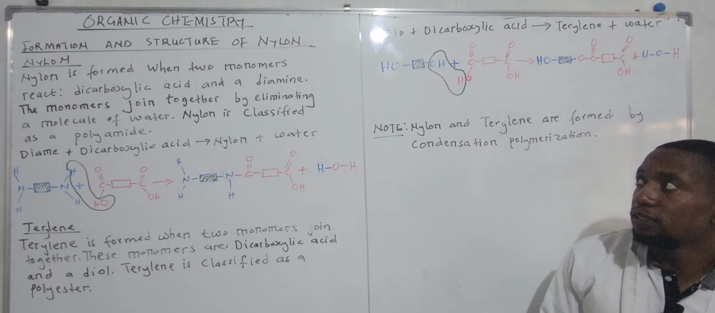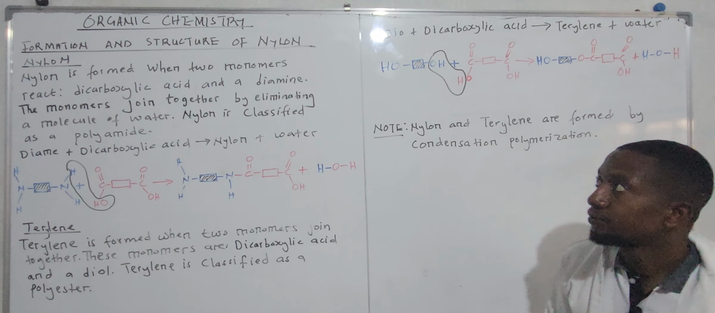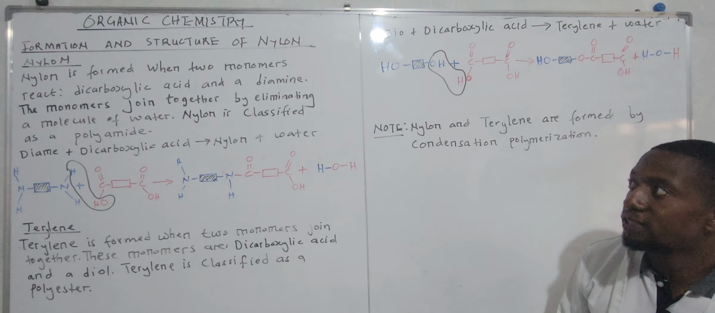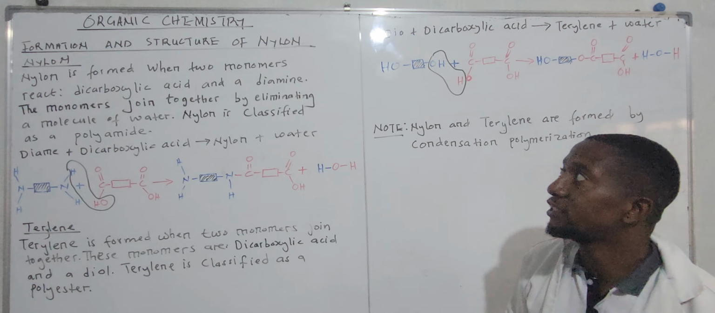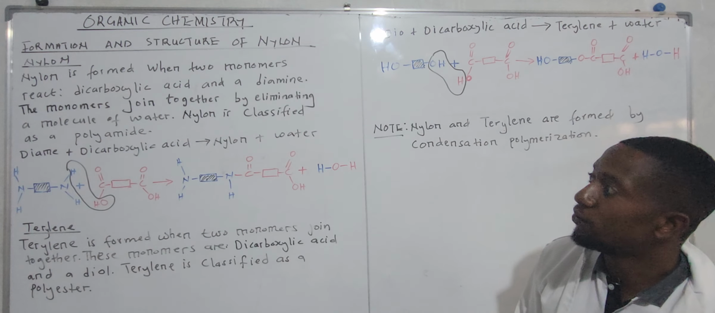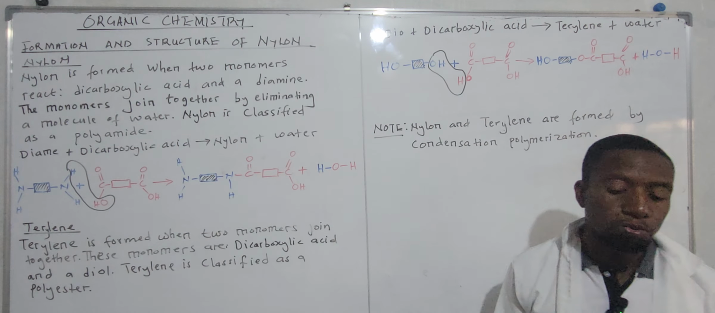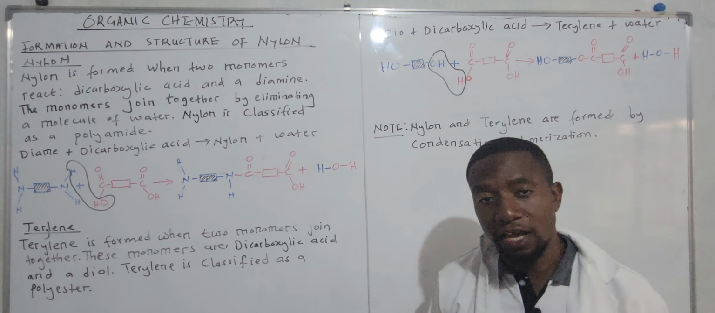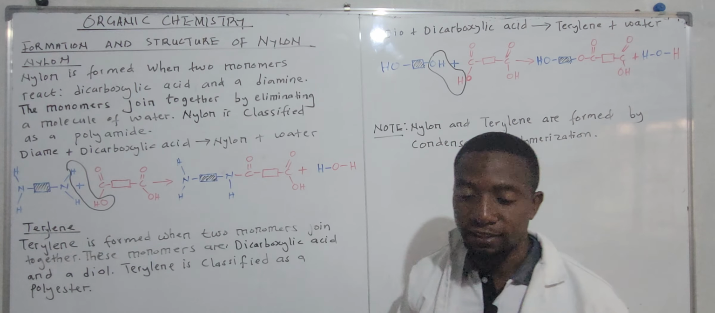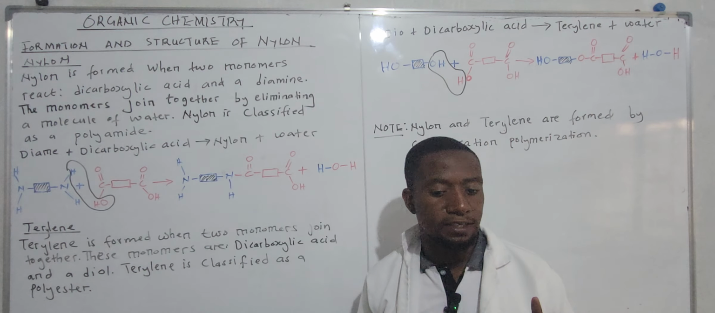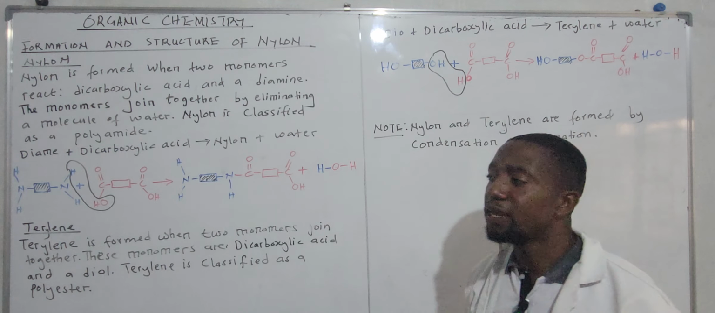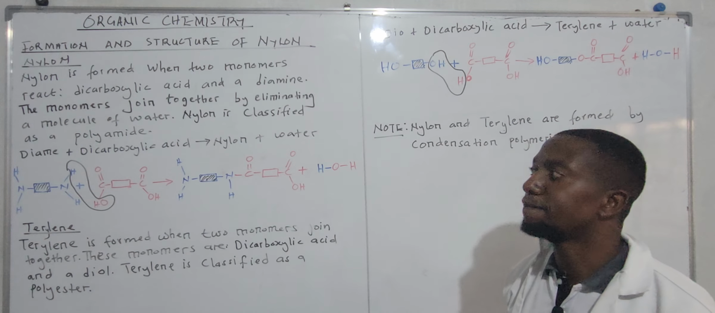So we are looking at organic chemistry under the ECZ curriculum, and we are looking at the formation and structure of nylon. We are going to look at two structures, nylon and also terylene. You need to understand that nylon and terylene are formed by condensation polymerization.